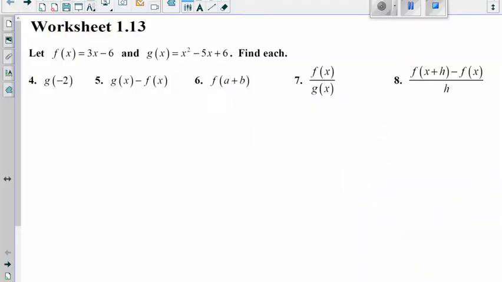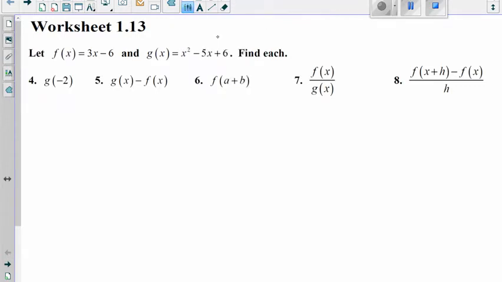Okay, guys, let's start with worksheet 13. I'm going to do numbers 8, 16, and 19 on this one. So number 8, functions and combining functions and everything here. We have f of x and g of x. Number 8 just looks a little bit different than the others.